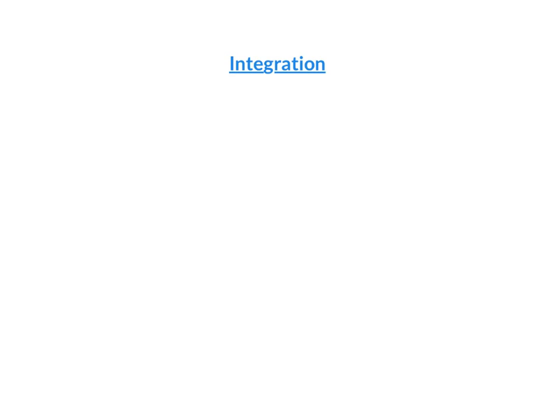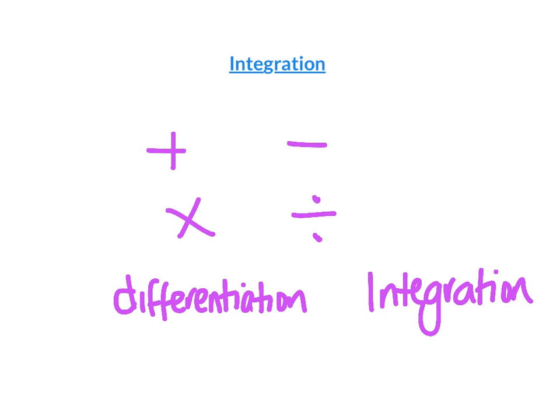Today we're looking at a new topic called integration. We're going to start with the basic rules of integration, and we're going to think of it today as a process of undoing differentiation. So integration is to differentiation what subtraction is to addition, and what division is to multiplication. It's the opposite of differentiation.